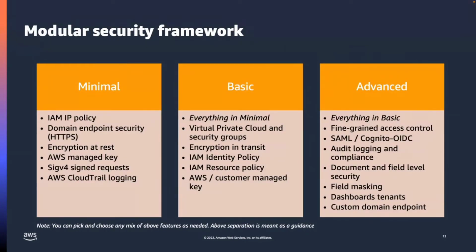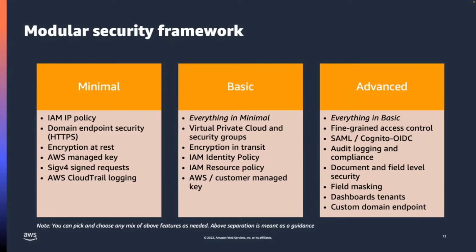So many customers ask this question: where do I really start? There are a lot of different security features and controls with Amazon OpenSearch Service. And this really goes back to our earlier slide, where I posed a list of questions to you: really think about what the security needs of your organization are. You don't have to enable all features. You can pick and choose whatever features are important for your organization to protect your business data.